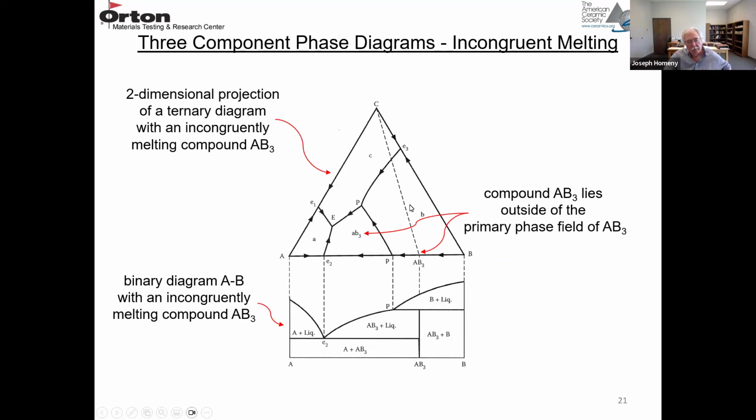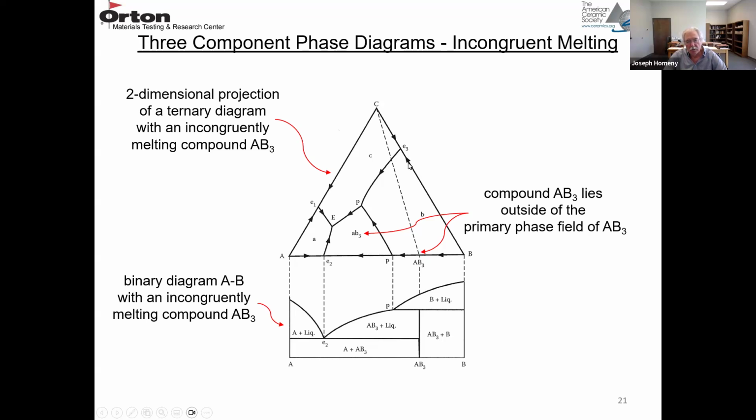So this is the projection for the liquidus curves for an incongruently melting compound. So it's a two-dimensional projection of a ternary phase diagram with an incongruently melting compound, and that's AB3. So here's C, A, and B, and on this side of the diagram, on the AB side, there's a compound AB3.